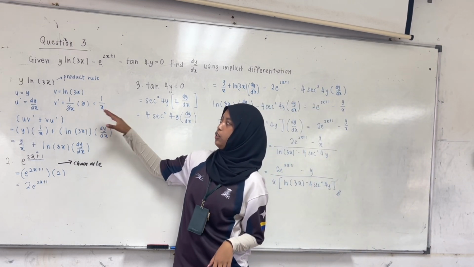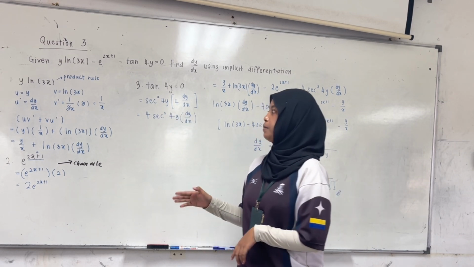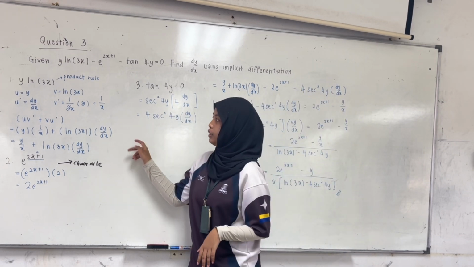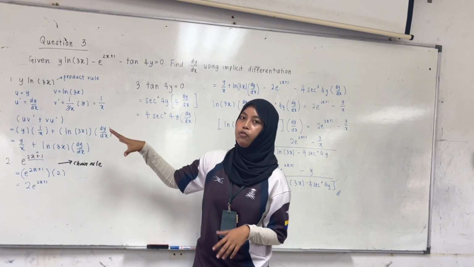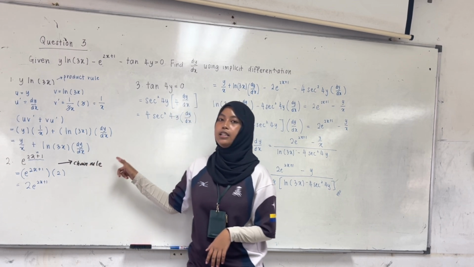First of all, we need to separate all the equations given. First, we need to find the derivative of y ln 3x. And then we need to use the product rule because it is actually y multiplied by ln 3x. So you can substitute our u, v, u prime, v prime into our formula. So you can get y over x plus ln 3x dy over dx.